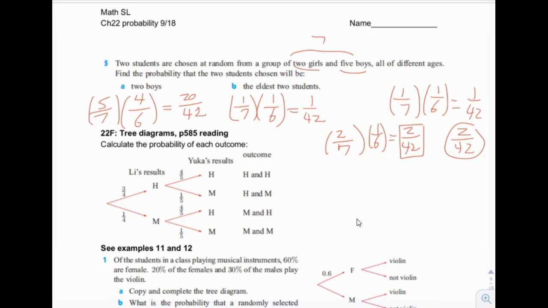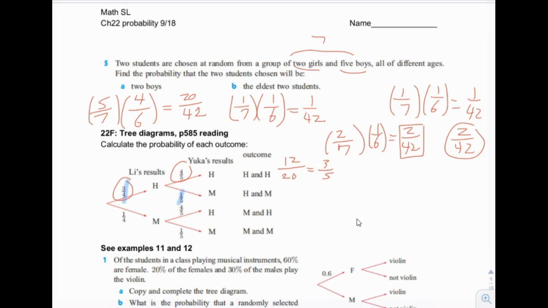Okay, 22F, tree diagram. Calculate the probability of each outcome. Now remember, to find the probability of a compound event, the 2 things happening together, as long as they're independent, all you do is multiply them together. So the probability of getting HH is 3/4 times 4/5, which would be multiply the numerators together, multiply the denominators together, you get about 3/5.